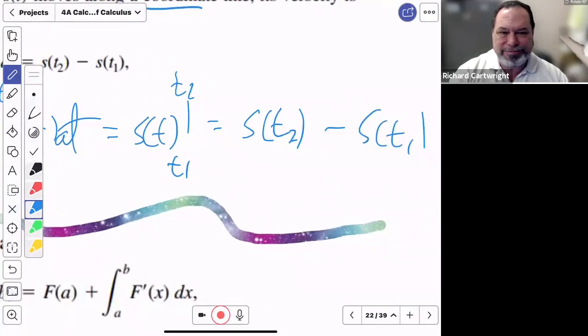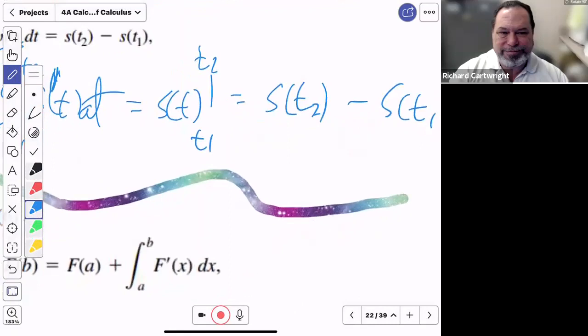So mine, from my time 1 to time 2, was, how was it? Well, 0 was my time 1. So however long it took, my second position was 13 miles.